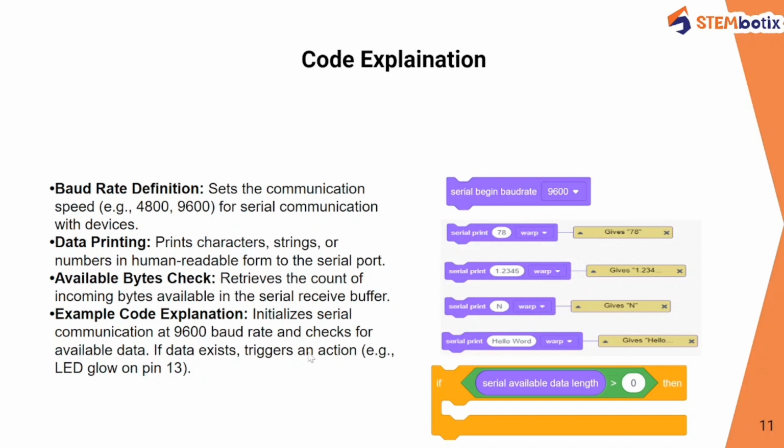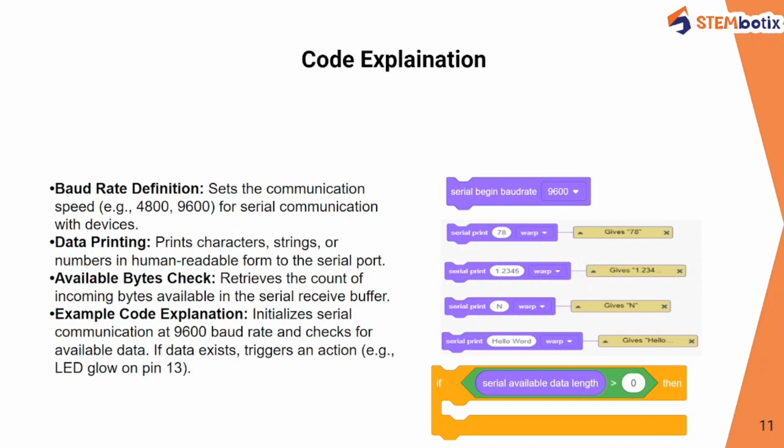So here we initialize serial communication at a 9600 baud rate and check for available data. If data exists, then we trigger an action. For example, as we can see already, the LED glows on pin number 13. Pin number 13 is the default inbuilt LED on our microcontroller. So here we are operating our default inbuilt LED, which is connected to pin number 13, by using serial monitor data.